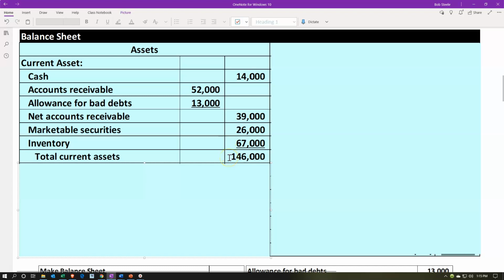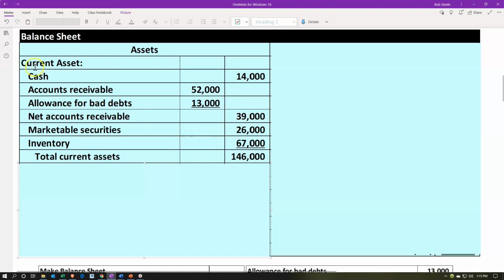Once again, note that on the 146,000, I'm only adding up one column because there's something above it. I'm not going from the 46,000 and jumping over here to this item. We're not going to be adding things up in two columns typically. These two numbers have been combined together here, 52,000 minus the 13 to give us the 39. Therefore, we're only going to be adding up the outer column here.